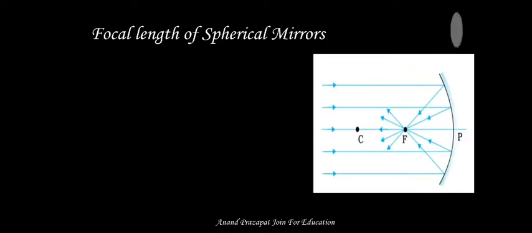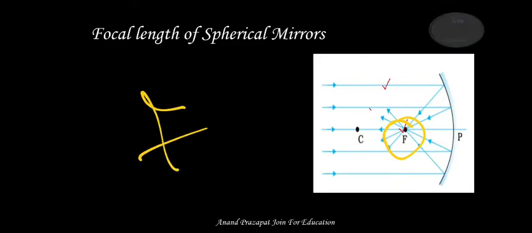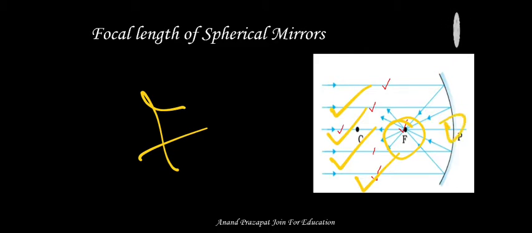Focal length of a spherical mirror. This is the focal length of the spherical mirror, generally denoted by capital F. This is the incident ray, and this is also an incident ray, and this is the principal axis. All incident rays parallel to the principal axis, after reflection, pass through a certain point, and this point is known as the main focus of the spherical mirror.